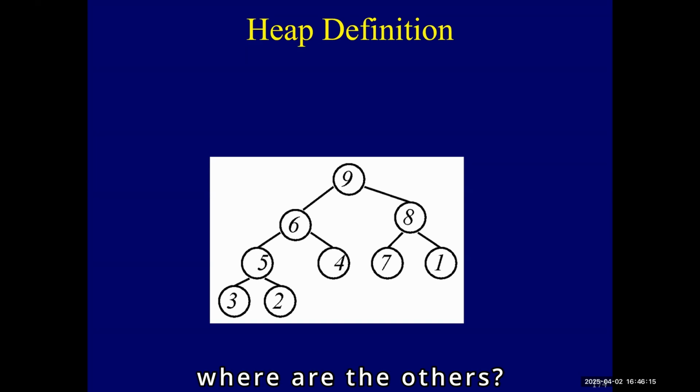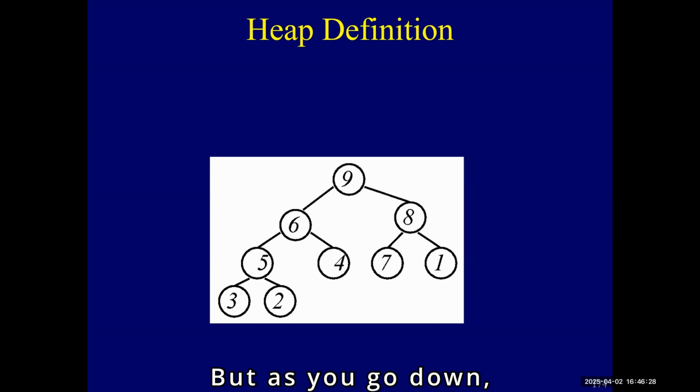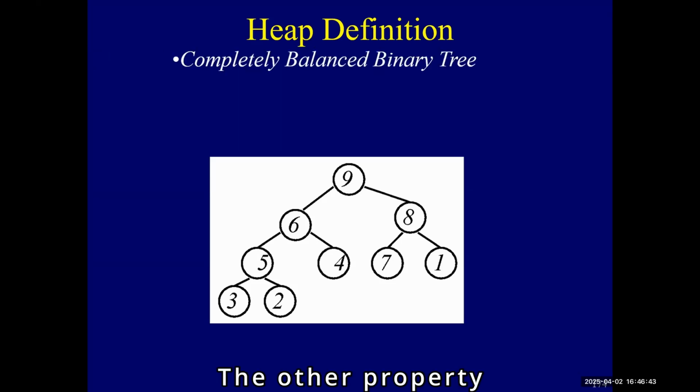And then you think, where are the others? Well, they're going to be sort of sorted, but not really. And what do we mean by not really? What's on the left and what's on the right doesn't matter at all. But as you go down, they have to go smaller, right? So for every node, all of your children are smaller, right? Or equal to, right? Everybody good? That's the one property.